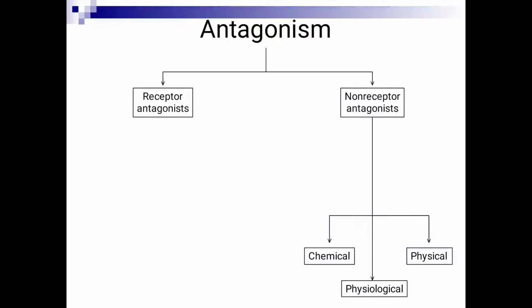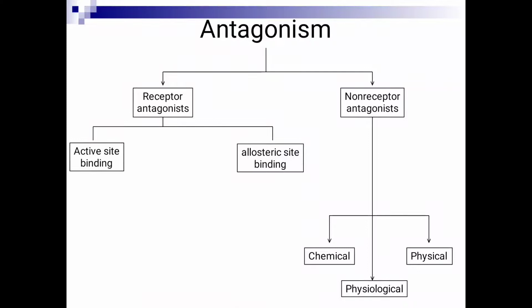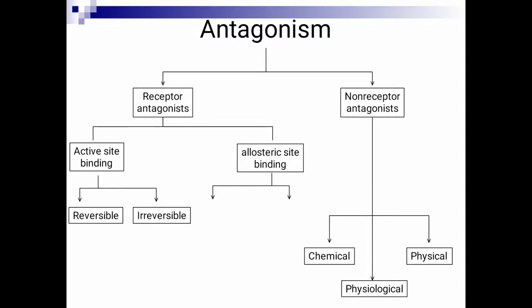Physiological antagonism means the effect of adrenaline and histamine on blood pressure and respiratory smooth muscle. The effect of adrenaline and histamine on smooth muscle of the bronchus and blood pressure is physiological antagonism. Now receptor antagonism. Receptor antagonism can be at the active binding site or allosteric site. At the active binding site it can be reversible or irreversible. If it is the active binding site and reversible, then it is competitive antagonism.